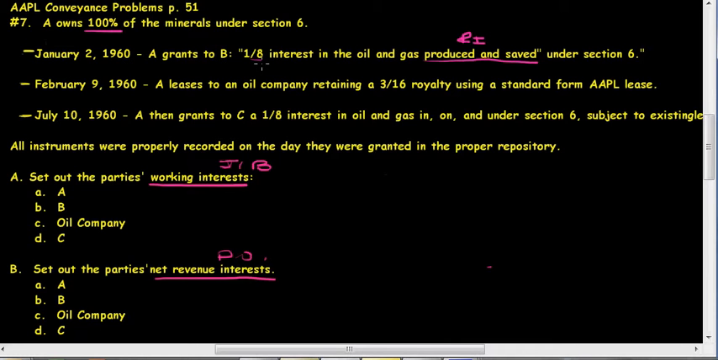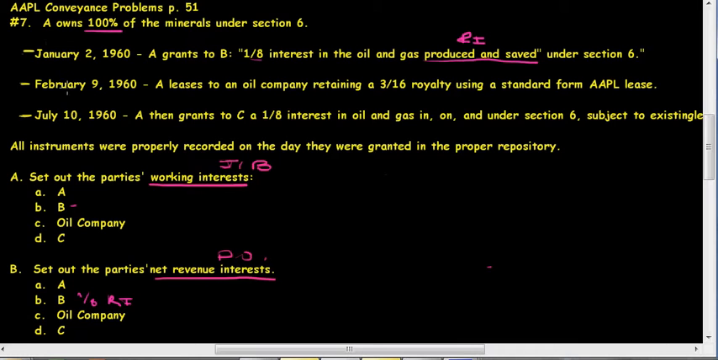A grants to B a 1/8 interest in the oil and gas produced and saved. So here we know B is going to have at least a 1/8 mineral interest. I'm sorry, royalty interest. 1/8 royalty interest. And we'll just go ahead and fill that in right there.